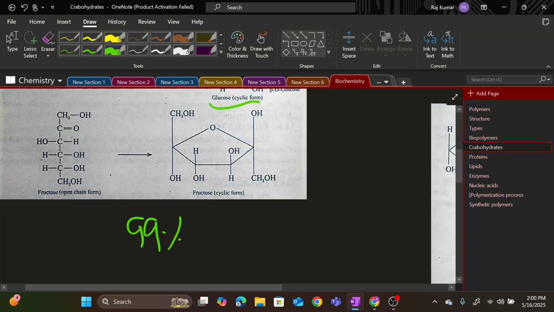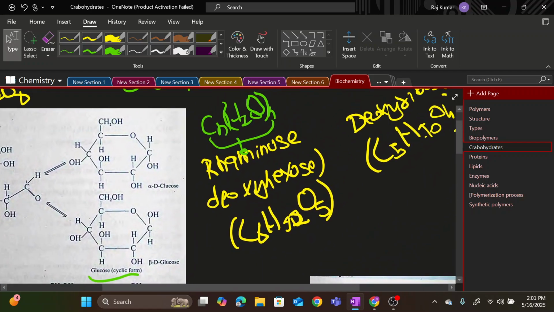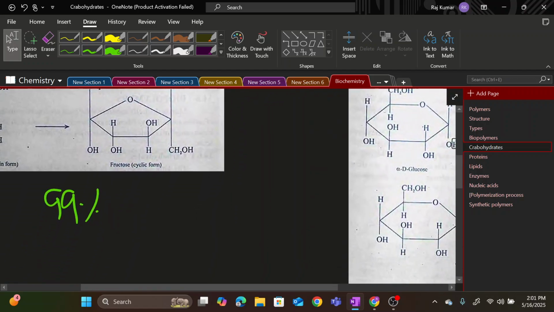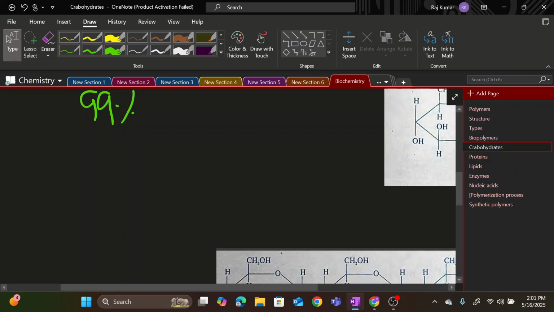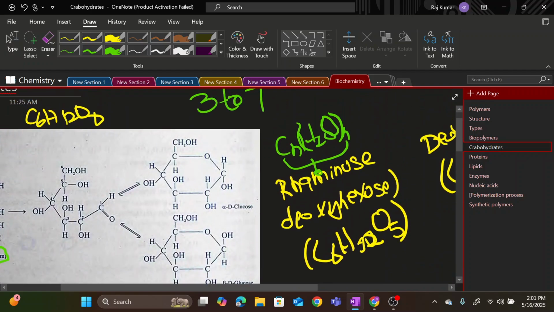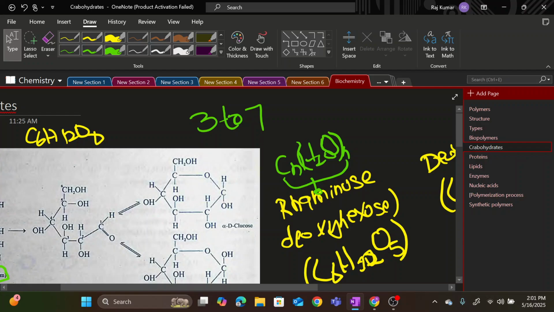Now on the basis of where the hydroxyl group is present, they also show optical isomerism. If they rotate plane polarized light towards the right side, they are known as dextrorotating glucose, D glucose, and if they rotate the plane polarized light to the left side, then it is known as the levo-rotating glucose or L glucose.